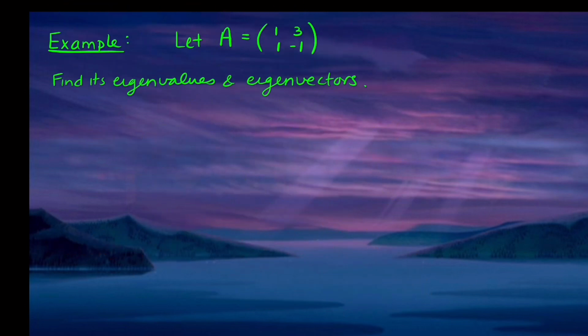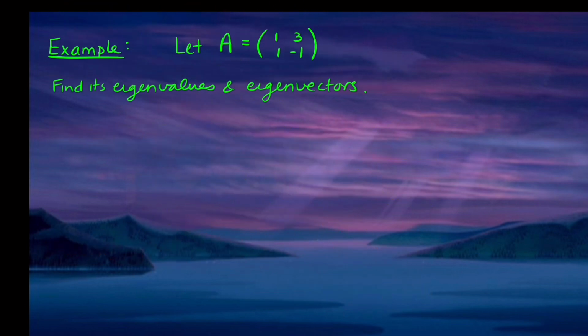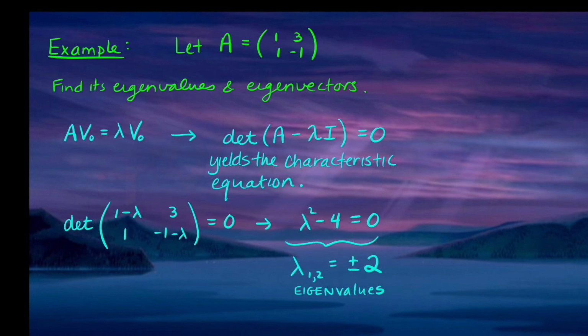So this sets it up for a nice little example. Let's let A equal the matrix 1, 3, 1, negative 1, and we're going to find its eigenvalues and its eigenvectors. To do so, we solve the equation determinant of A minus lambda I, I being the identity matrix, equals 0. That leads us to something called a characteristic equation. And for a 2 by 2 matrix, it will be a quadratic, and here the eigenvalues are the roots of that equation. The eigenvalues here are plus or minus 2.